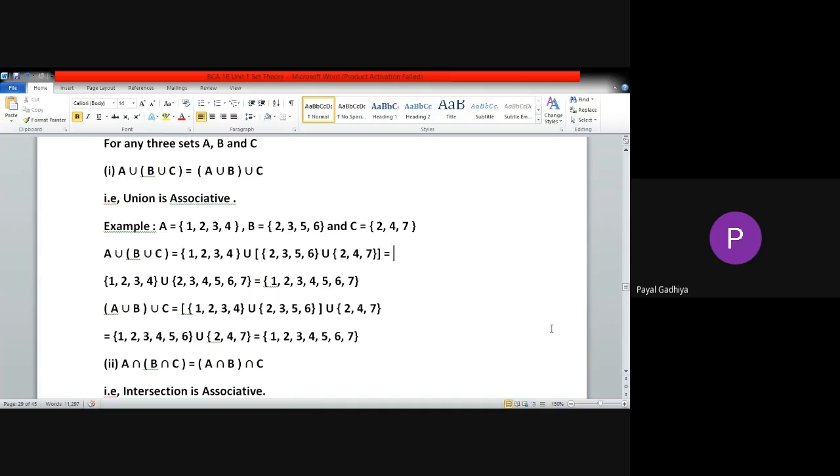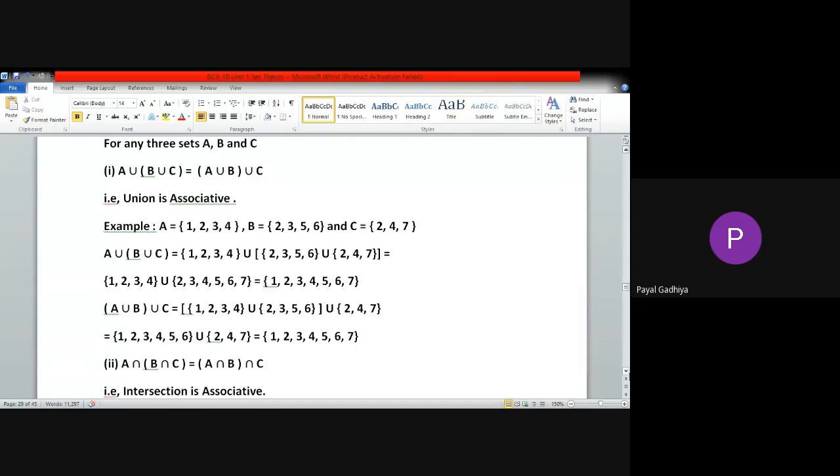So the associative law works. But from this example, we cannot say that this is the correct statement, A union B union C equals A union B union C. We have to prove it in general for an arbitrary element. That we'll see in the next session.